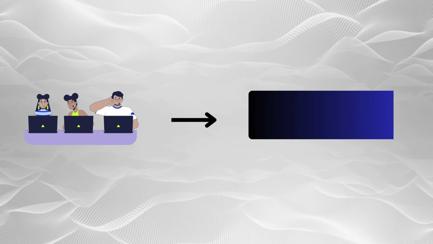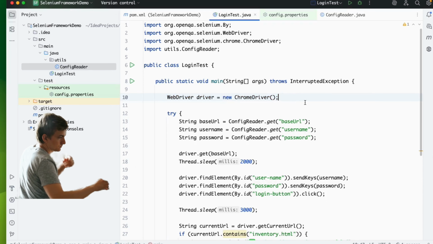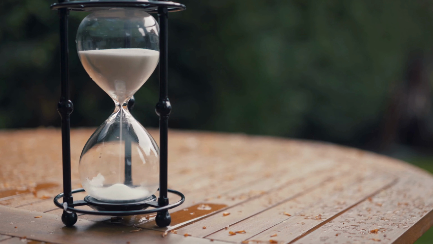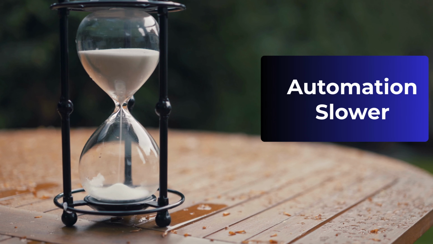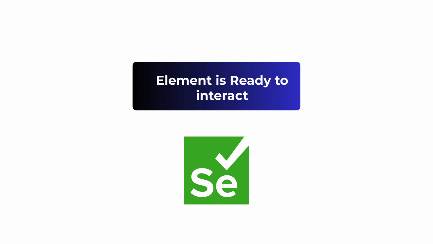Most beginners use Thread.sleep to pause the test, let's say for 5 seconds, but here is the problem. It always waits the full 5 seconds, even if your element appears after 1 second. That wastes time and makes your automation slower. Instead, we can make Selenium wait only until the element is ready, no longer, no shorter. That's what explicit wait does.